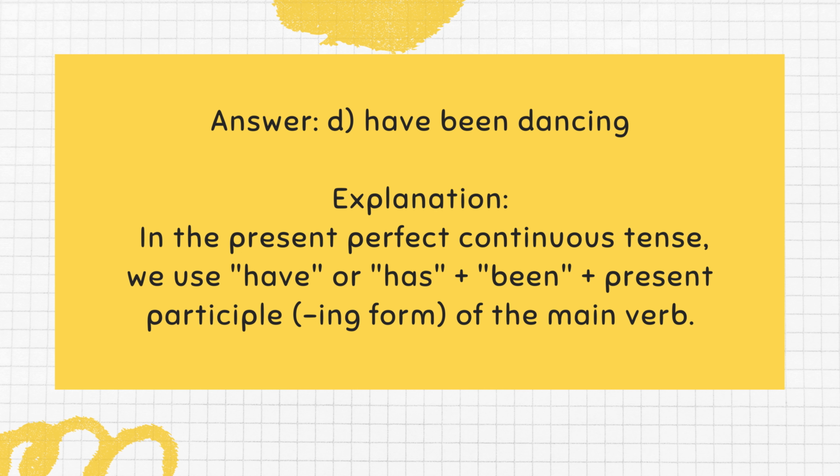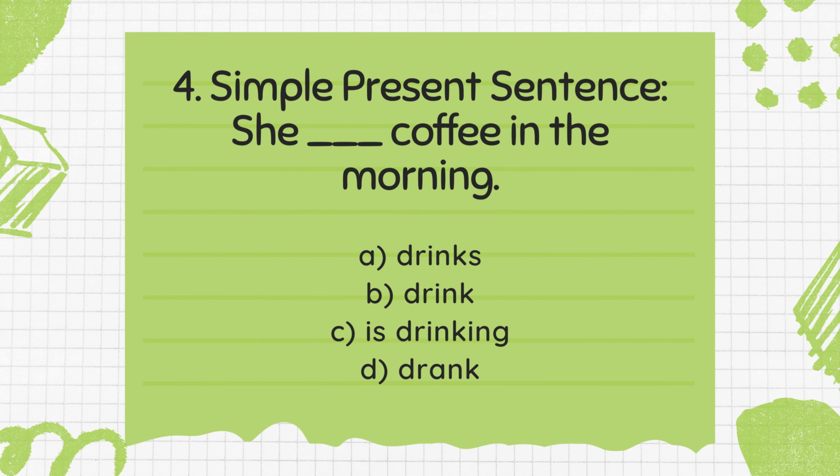Explanation: in the present perfect continuous tense, we use have, or has, plus been, plus present participle, ing form, of the main verb. 4. Simple present sentence.